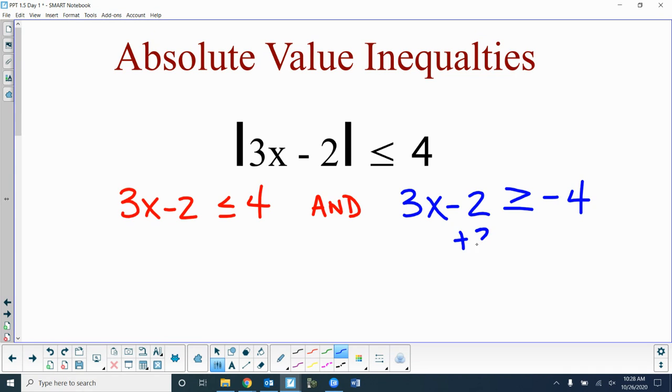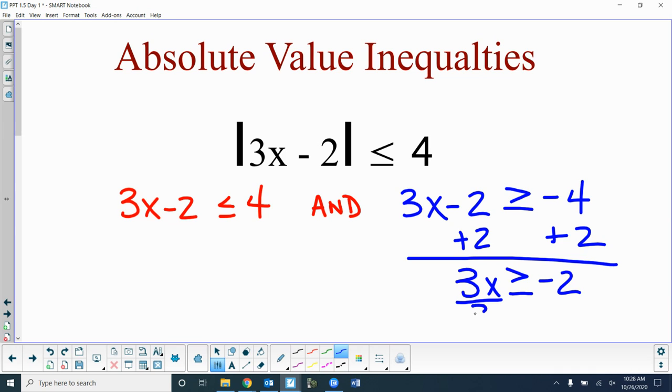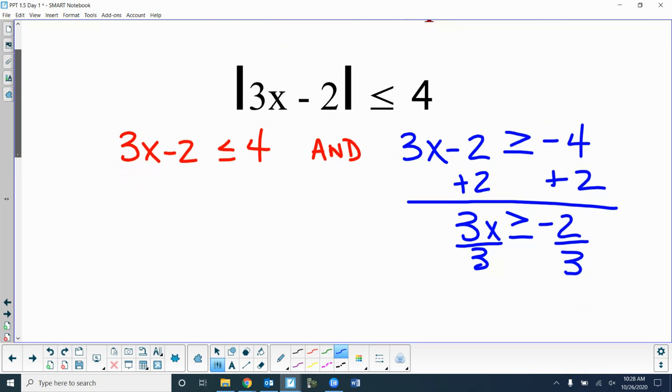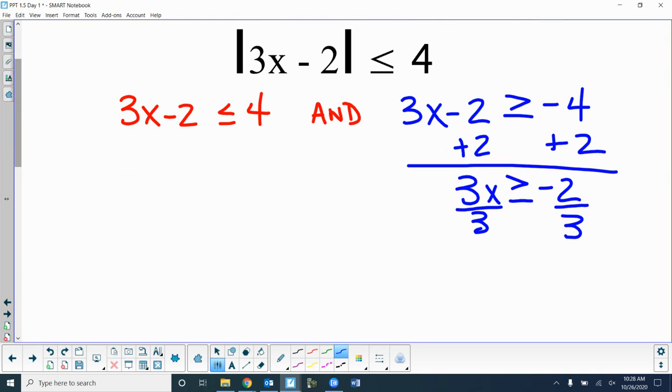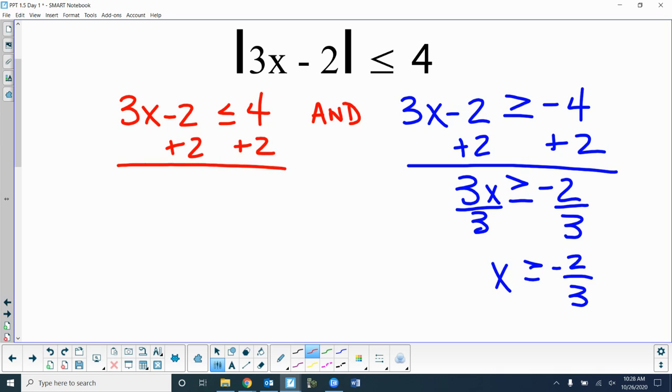Then the procedure to finish to solve for x is the same. Add 4 and divide by 3. It's okay to get fraction answers. Not wrong. And then the red one, add 2, and divide by 3. Again, oops, less than or equal to. And then we got 2.